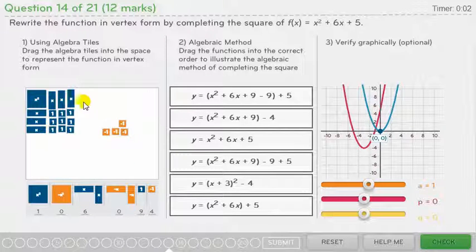As you can see, we've completed our square. We have a side length of x plus 3 and x plus 3, or x plus 3 all squared, and 4 negative 1 tiles left on the outside. Next, let's take a look at using the algebraic method.